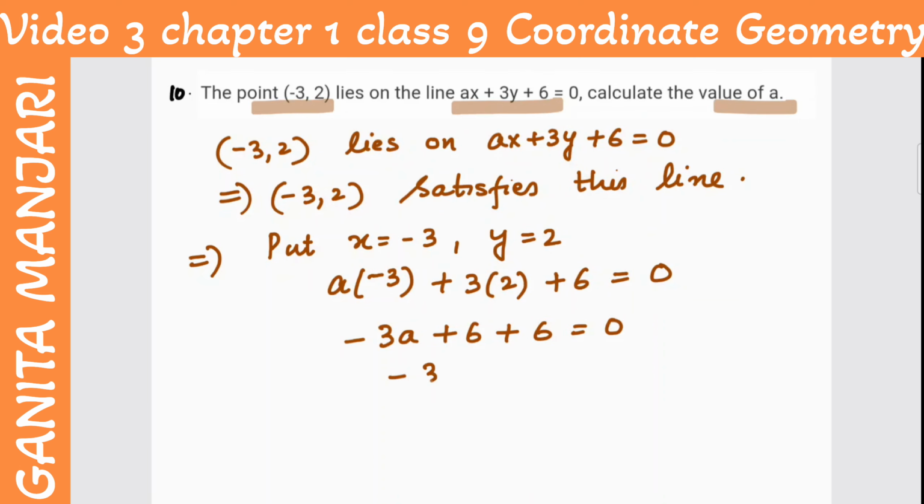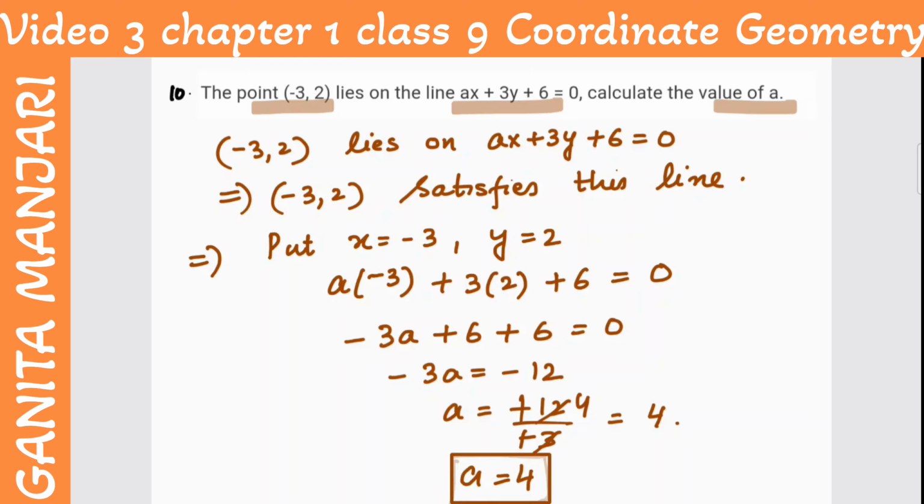So minus 3a is equal to minus 6. So a is equal to minus 6 upon minus 3. So it is equal to 2. So the answer is a is equal to 2.